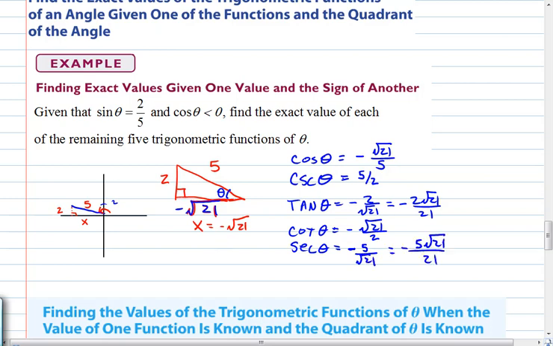The question was, how did I get the square root of 21? I'm using the fact that x squared plus y squared is equal to r squared. X, I don't know. Y is 2.